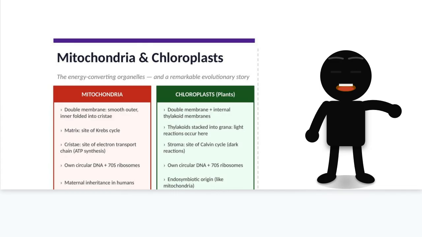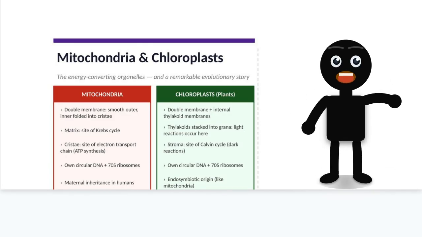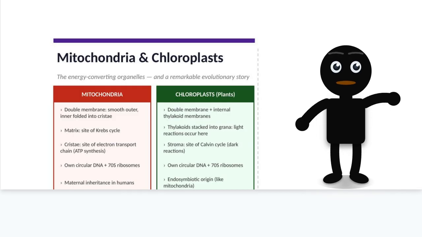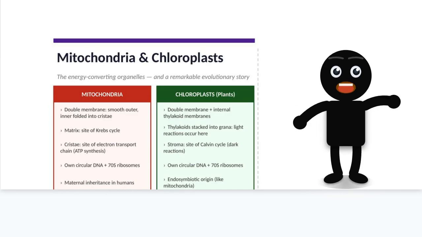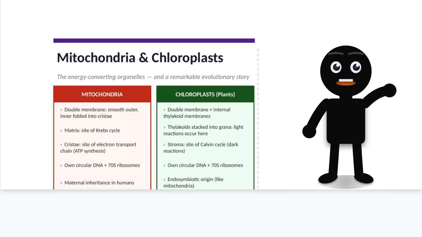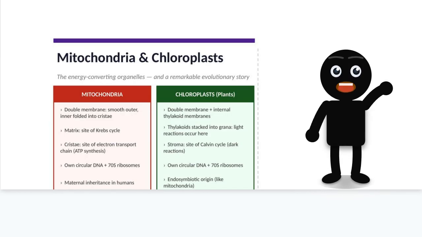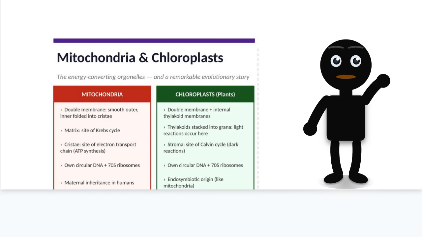Now we come to the two most fascinating organelles in eukaryotic cells, the mitochondria and the chloroplast. Mitochondria are called the powerhouses of the cell because they produce ATP through cellular respiration. They have two membranes. The outer membrane is smooth. The inner membrane is folded into structures called cristae, and these folds dramatically increase the surface area where ATP is made.